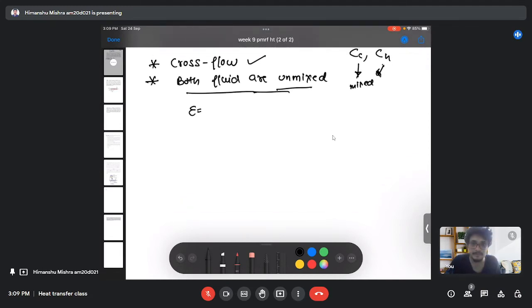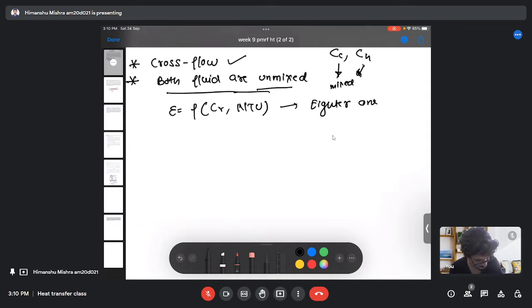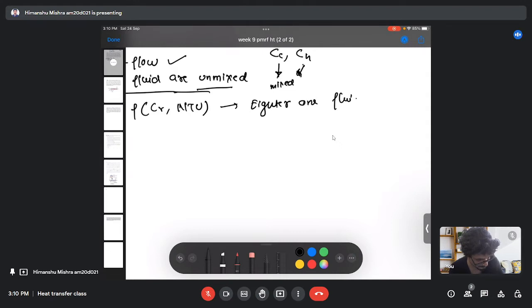There are expressions where effectiveness is a function of the heat capacity ratio and NTU. These relations are given for when either one fluid is mixed or both fluids are unmixed.